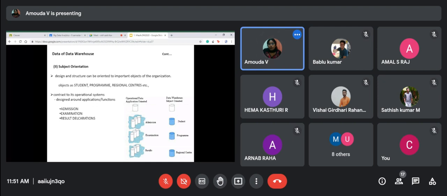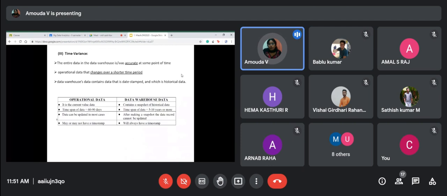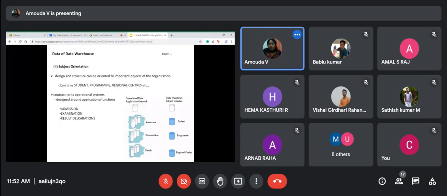It is not like that. It is the whole program you have to see. The whole program. And the results: every regional center, what are the results? So now you could understand what is subject oriented and application oriented.